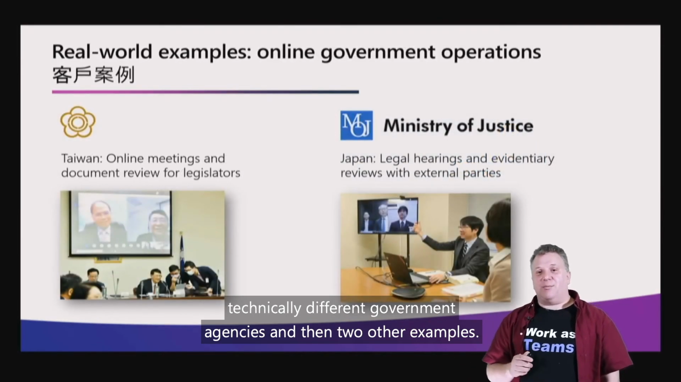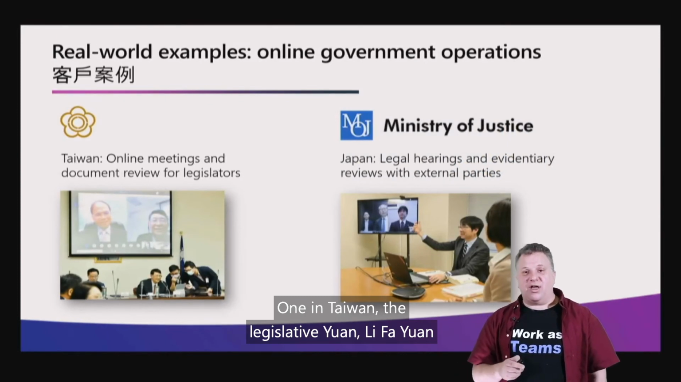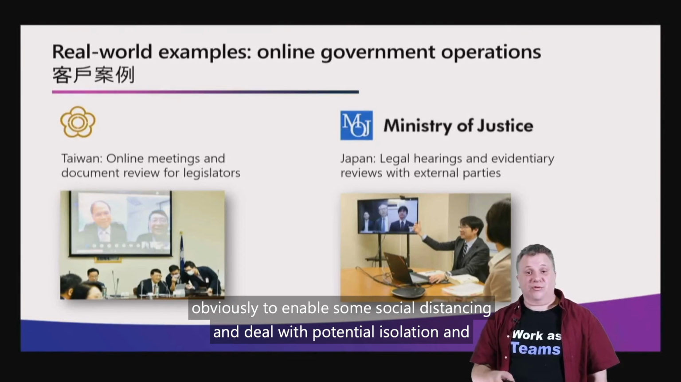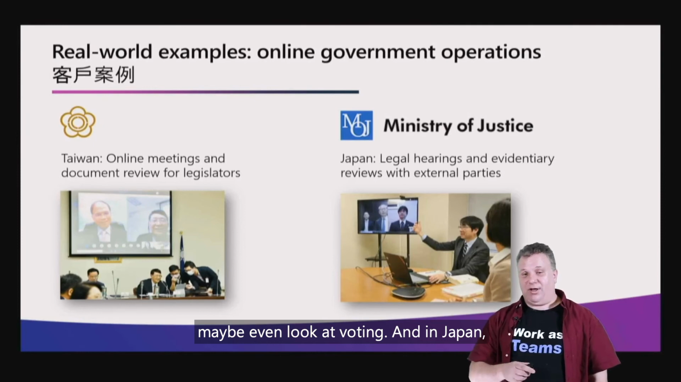And then two other examples. One, in Taiwan, the Legislative Yuan, the Li Fa Yuan, has prepared a contingency plan to move their meetings into Teams, obviously to enable some social distancing and deal with potential isolation, and maybe even look at voting.